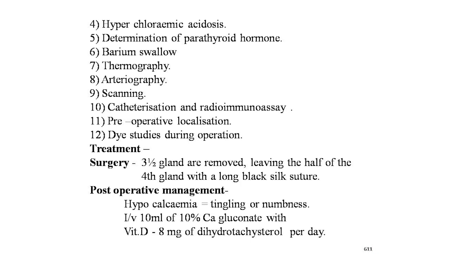Treatment is surgery. 3.5 glands are removed, leaving half of the fourth gland marked with a long black silk suture. Post-operative management of hypocalcemia, with tingling or numbness: IV 10 ml of 10% calcium gluconate with vitamin D, 8 mg of dihydrotachysterol per day should be given.